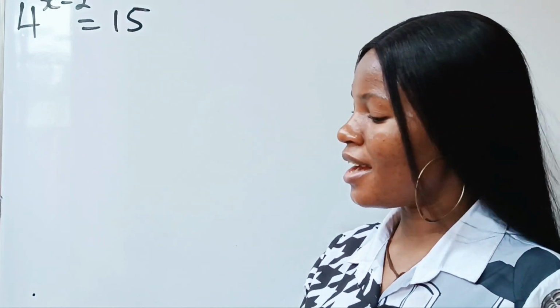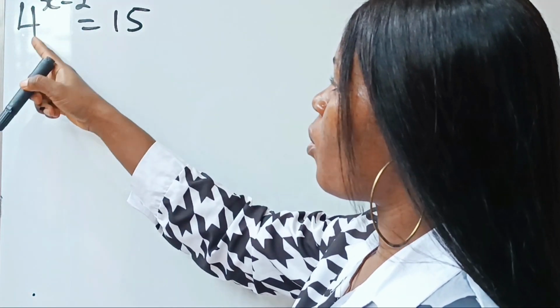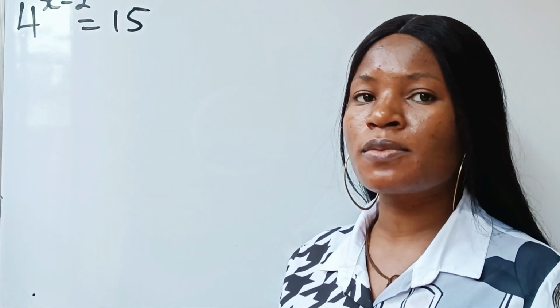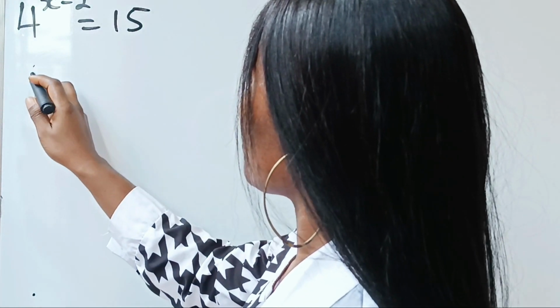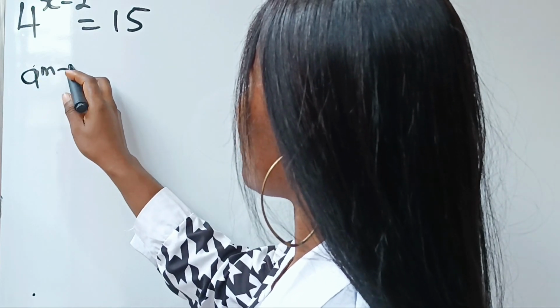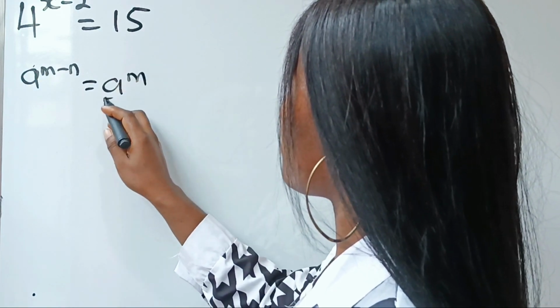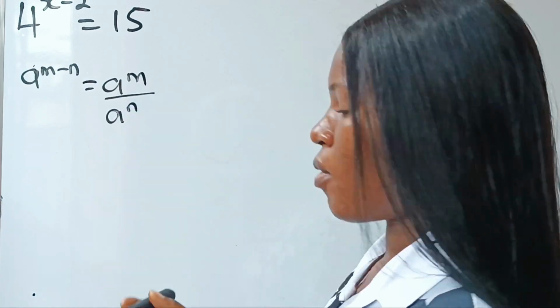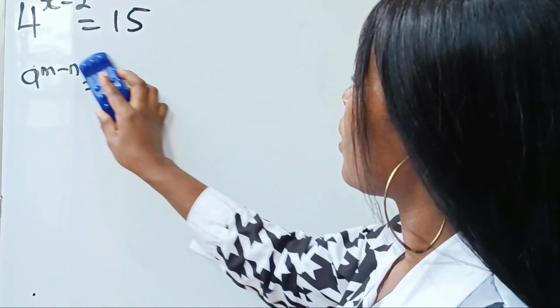You're welcome. Let's solve for the value of x. First of all, I want us to recall the law of exponents or indices that states that a to the power of m minus n is equal to a to the power of m divided by a to the power of n. So we are going to express this side in this form.